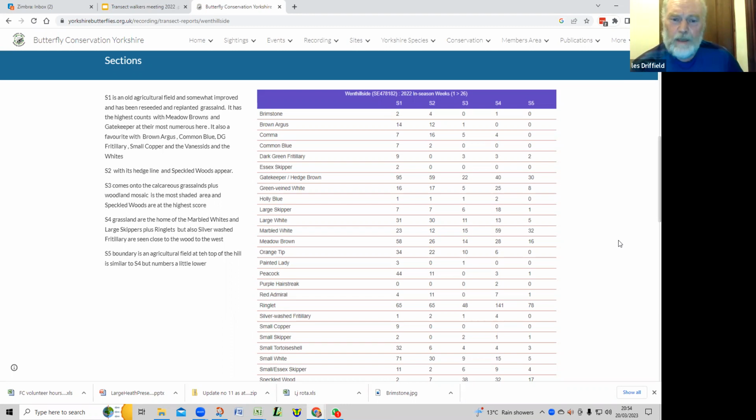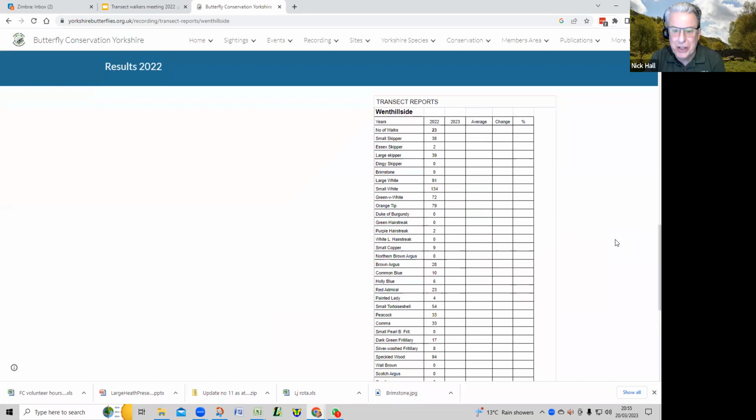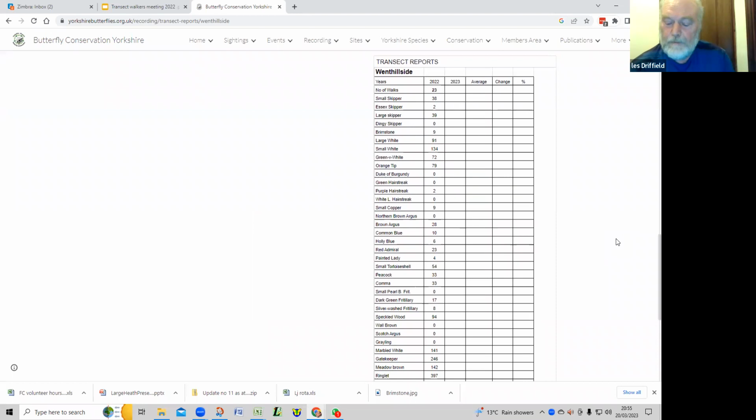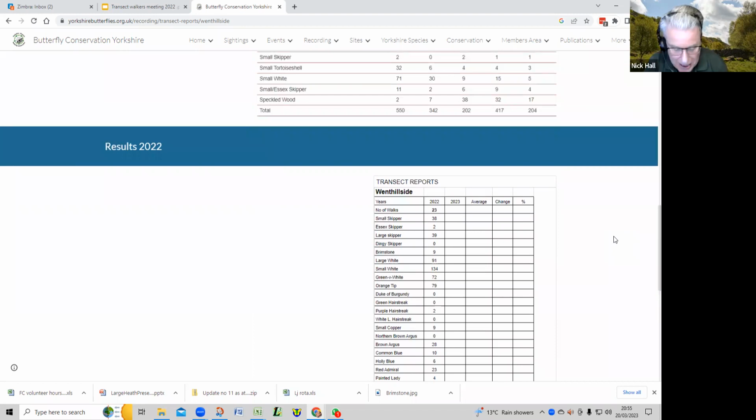And of course, the silver wash has come through. And last year, not on a transect, but on a reconnaissance mission, we had 11 silver wash fritillary. So, yes, things are coming up. We only have the 1 year's results so far. Yes, we started it this year. So we can't do many comparisons just yet. Thank you very much, Les. That gives us a great introduction.